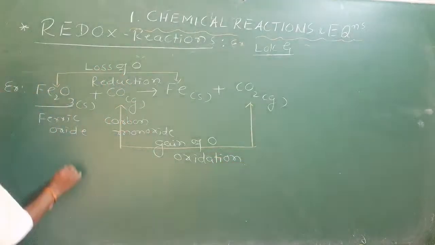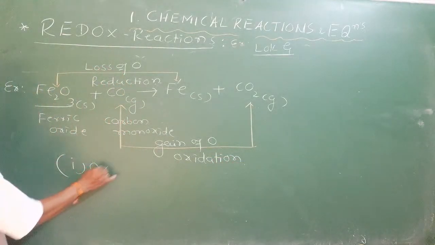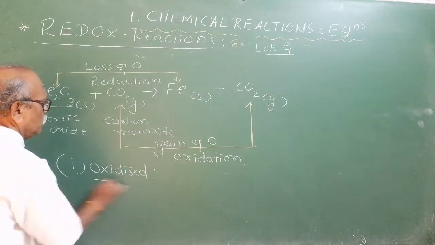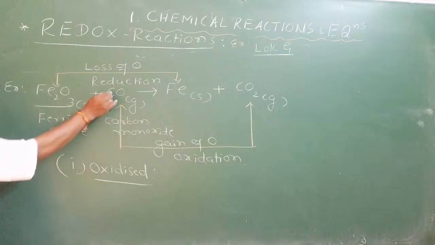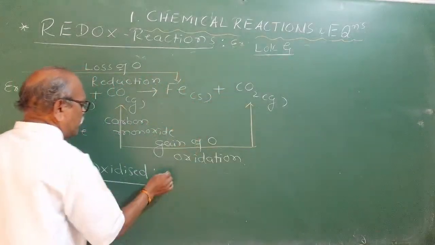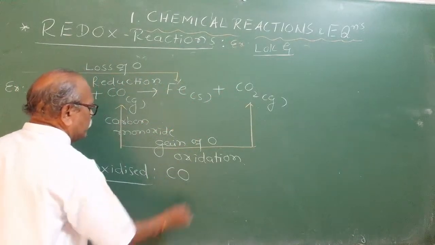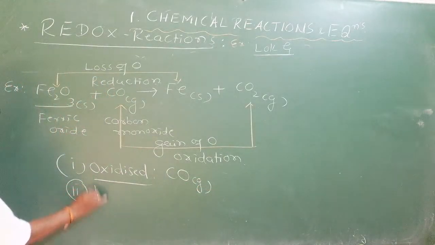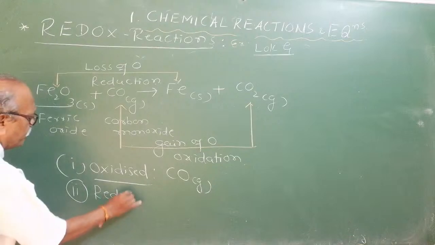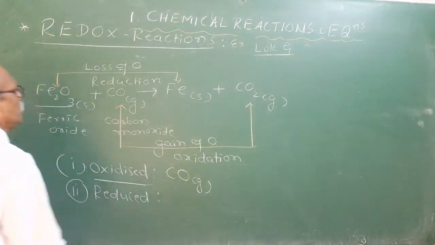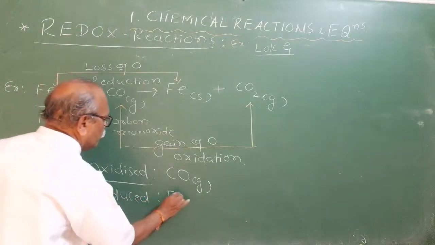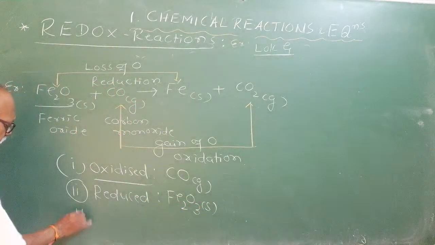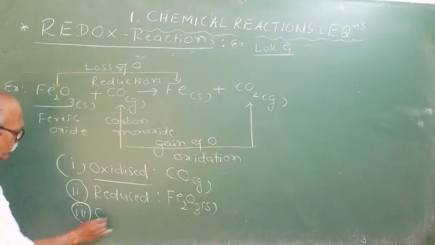Have this habit. First one is the substance oxidized. You will be asked, what is oxidized in this case? Carbon monoxide is oxidized to carbon dioxide. You can write the reagent as carbon monoxide gas is oxidized. Which is reduced? Try to identify which is reduced. The one reduced is Fe2O3. Ferric oxide is reduced.